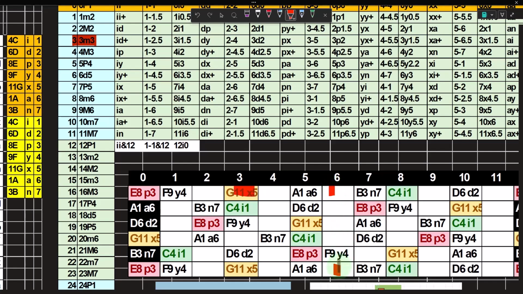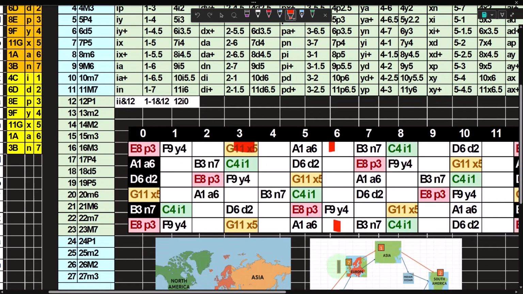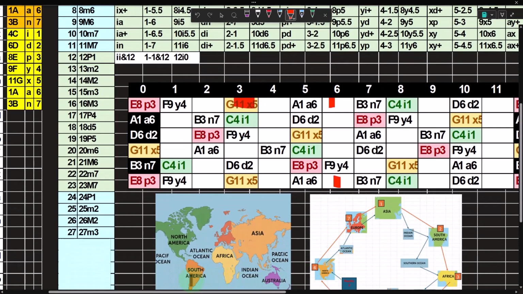But this one is going to be 3 plus 2 octave notes away, or 3 plus 12 notes away, or 3 plus 24 notes away, otherwise known as 27 notes away. And this is a minor third. So I keep saying major. It's a minor third.